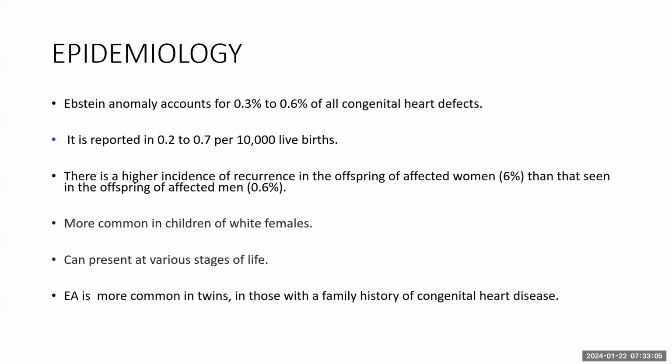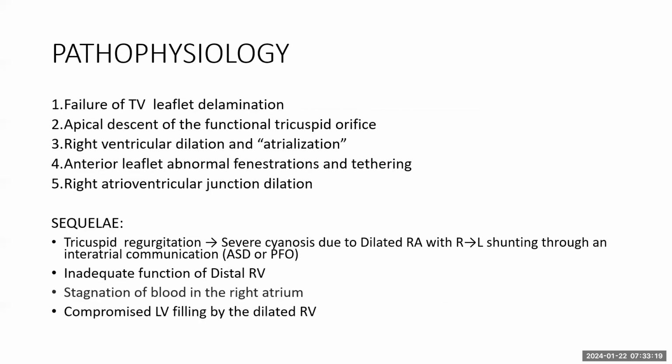It can present at various stages of life: at the neonatal stage, infancy, and adult stage. It's more common in twins and also in individuals with a family history of congenital heart disease. For the pathophysiology, it's a bit ambiguous, but I'll just do a summary as much as I can.